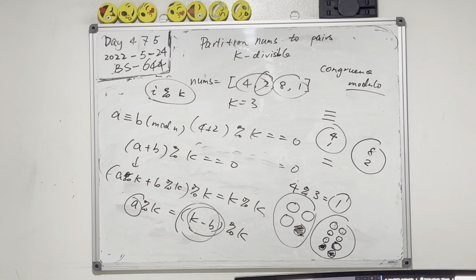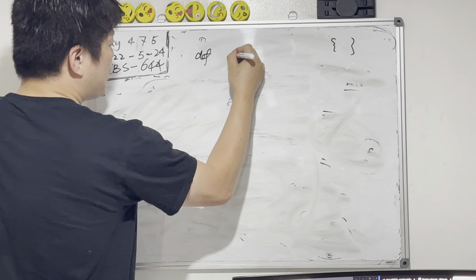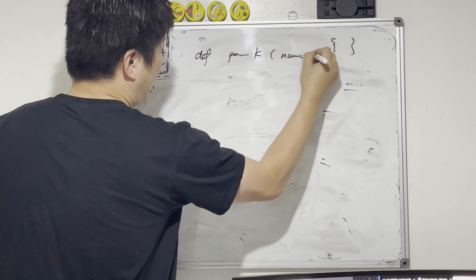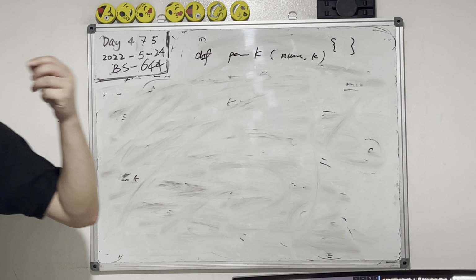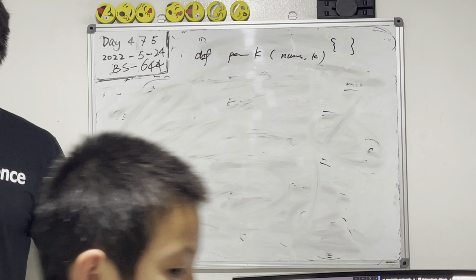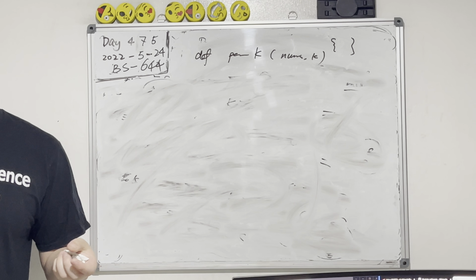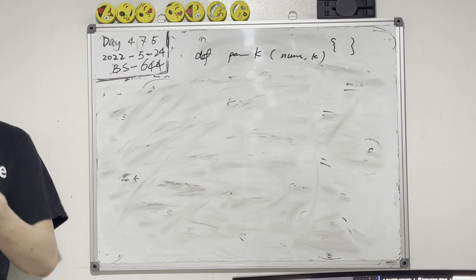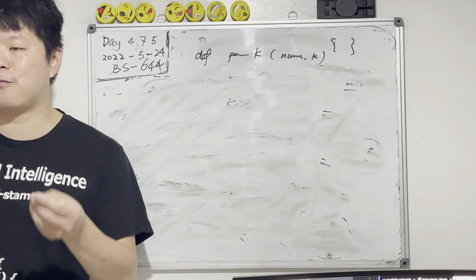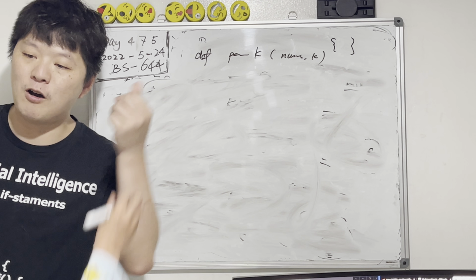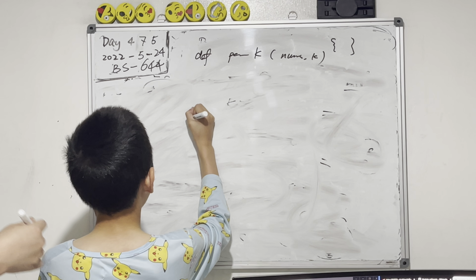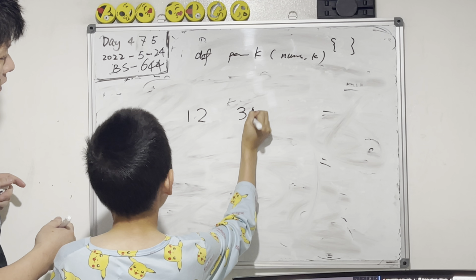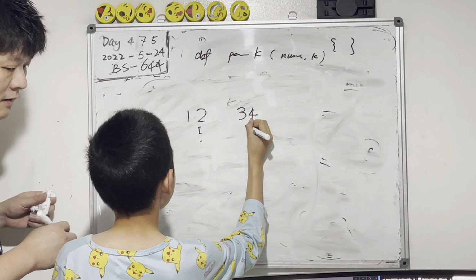Okay. So define partition k divisible, nums, k. So if the number of elements in the array is an odd number, can we pair? No. Why is that? Because odd numbers can't divide. That's right. Because for example, if I give you 5 numbers, can you form them in pairs? No, because there's always 1 extra, right? Yeah. 1, 2, 3, 4, and then.